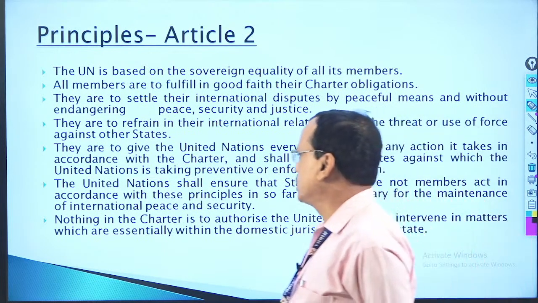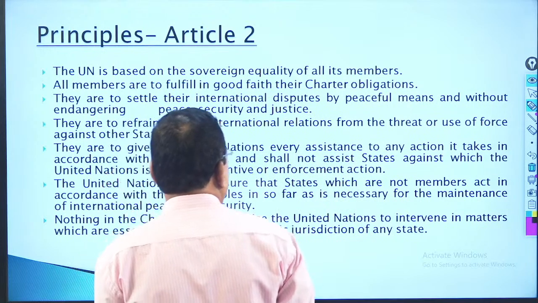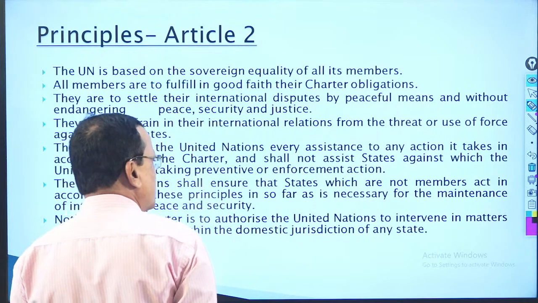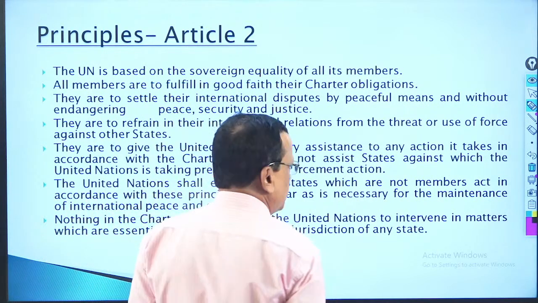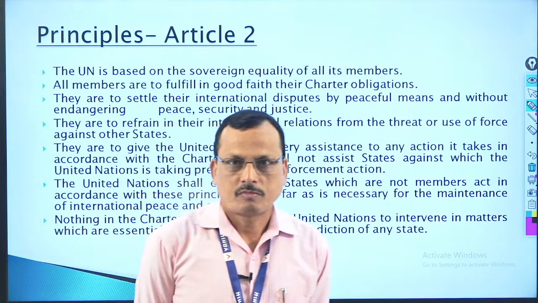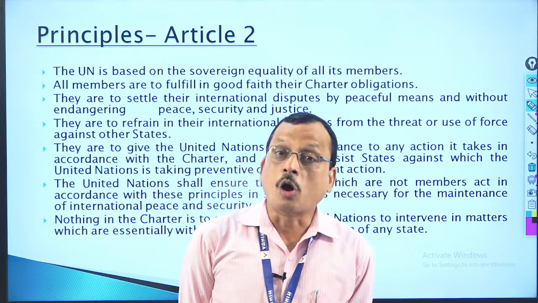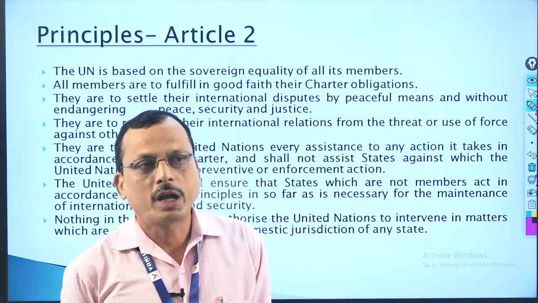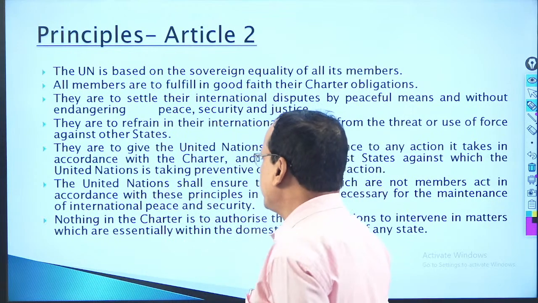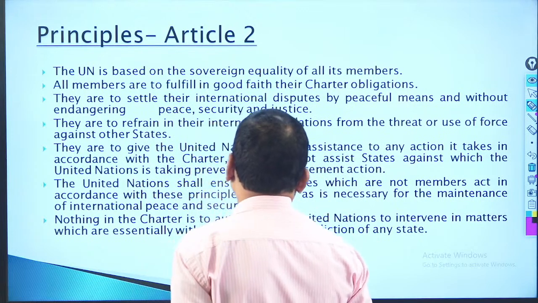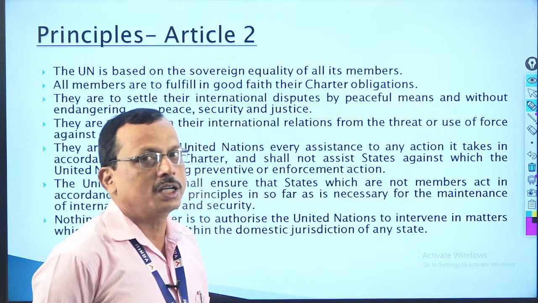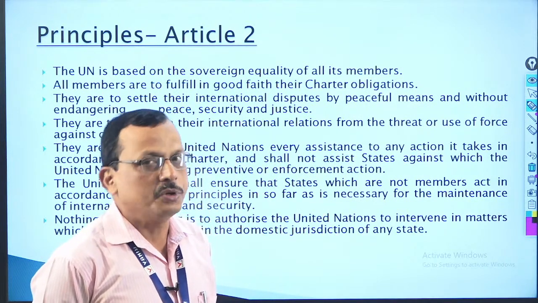Well, the next one: the UN shall ensure that states which are not members act in accordance with these principles so far as necessary for the maintenance of international peace and security. So, although the principles and the objectives are binding on the member states because they are signatories, there are non-members who will not be willing to abide by this. So, here the United Nations shall ensure that the states which are not members are also acting in accordance with the United Nations system in the larger interest of world peace and security.